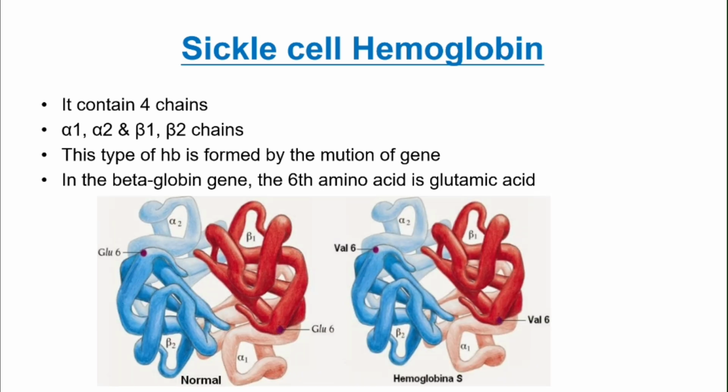Now we have an image. On the left side we have a normal hemoglobin, on the right we have hemoglobin S, which is sickle hemoglobin. Here on the beta 2 chain and beta 1 chain the glutamic acid is present, while in the sickle cell hemoglobin we have, instead of glutamic acid, valine on the beta 1 and beta 2 chain.